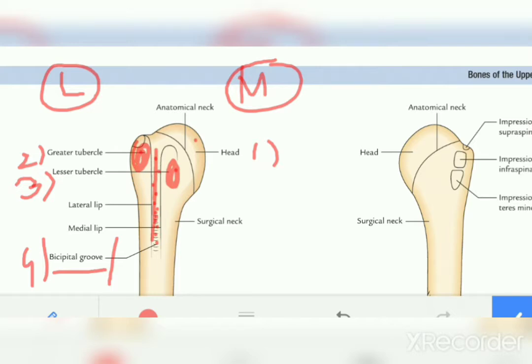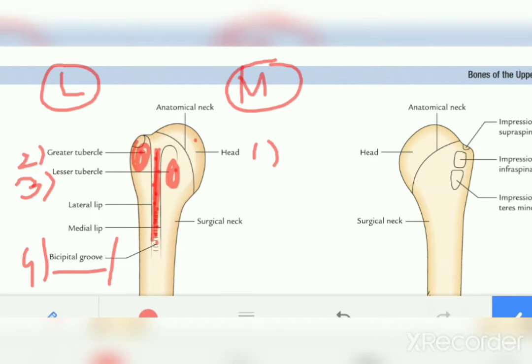And its other synonym is bicipital groove. Why is it called bicipital groove? Because it lodges the tendon of the long head of biceps brachii. In the arm we have an important muscle, that is biceps brachii. The tendon of the long head of biceps brachii passes through this groove, so another name is bicipital groove. And number 5 is the neck.